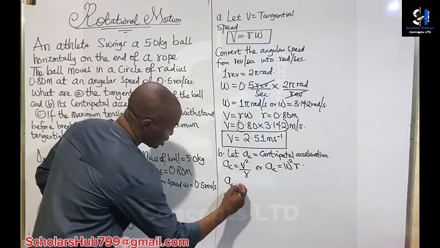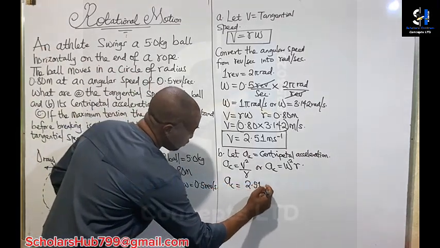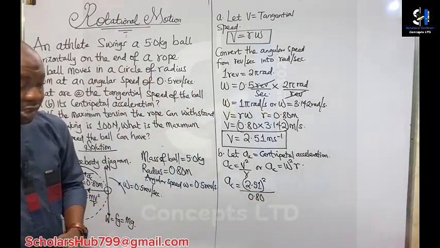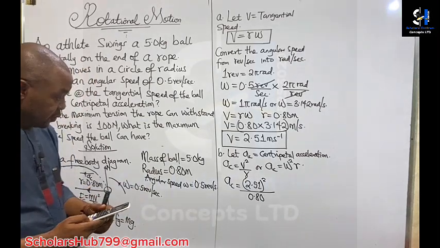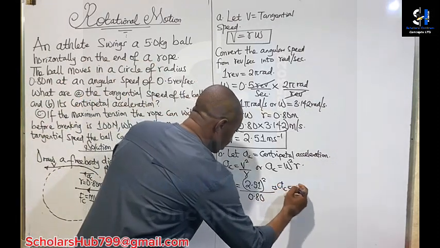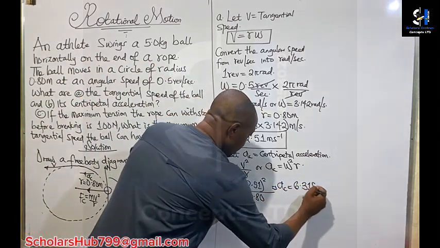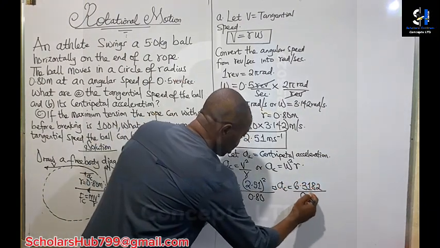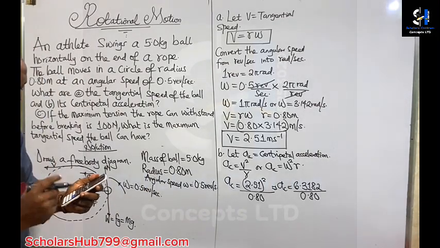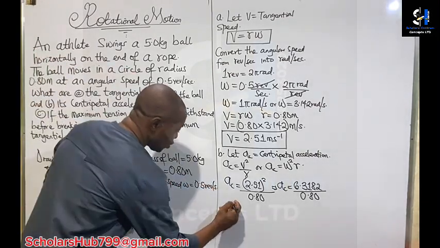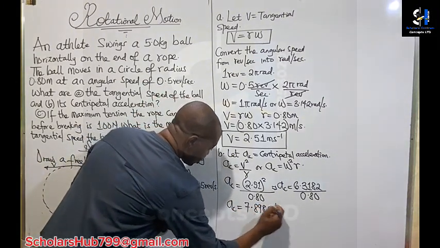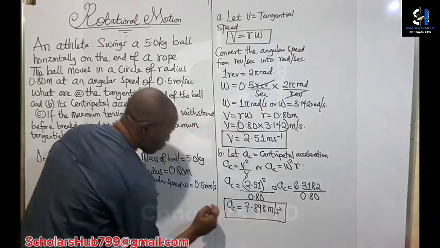So we can say that AC equals 2.51 raised to the power of 2 over 0.80. When we have 2.51 raised to the power of 2, that will be 6.318. So we have AC to be 6.3182 divided by 0.80, that would be 7.898. So the centripetal acceleration is 7.898 meters per second squared.